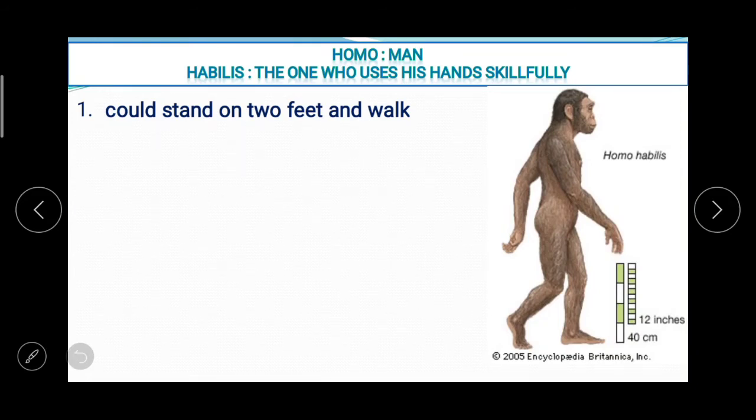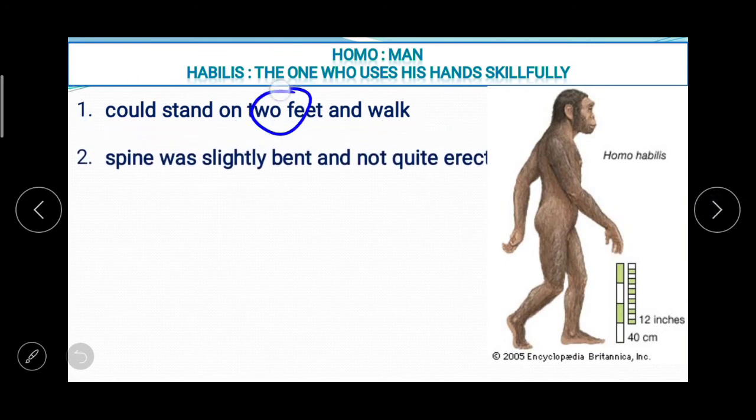Could stand on 2 feet and walk. Spine was slightly bent and not quite erect. जैसे आज हम straight खड़े रहते हैं because of our spine, उतना straight उनका नहीं था, erect नहीं था. So spine was slightly bent and not quite erect.